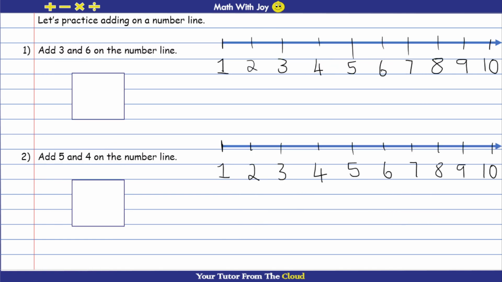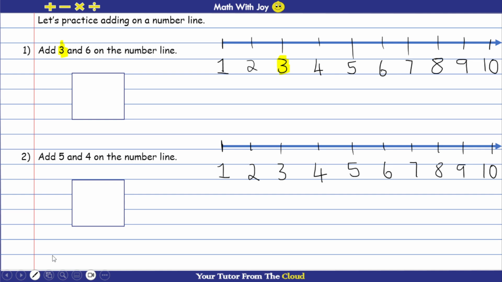Now we want to practice this type of counting or this adding, right? We want to practice it on a number line. So here's our number line. This time it goes from 1 till 10 because we need all these numbers. Now, last time I taught you, if you have to add 3 and 6 on the number line, you first have to find where 3 is. Find it. There it is.